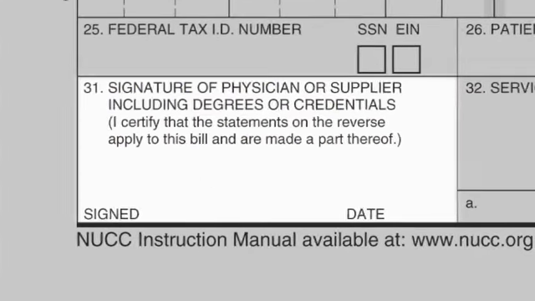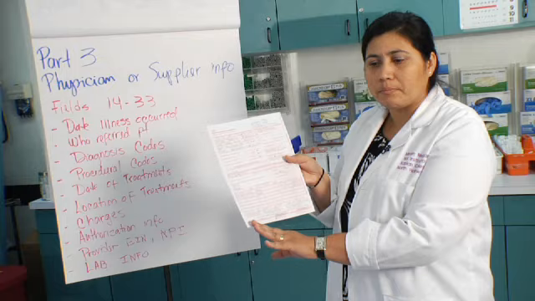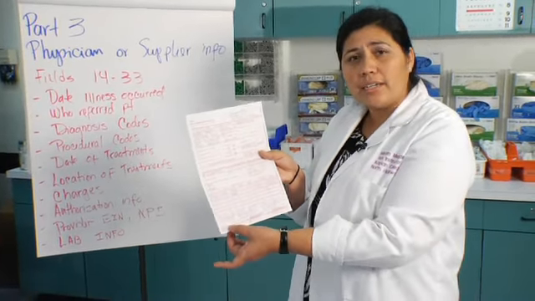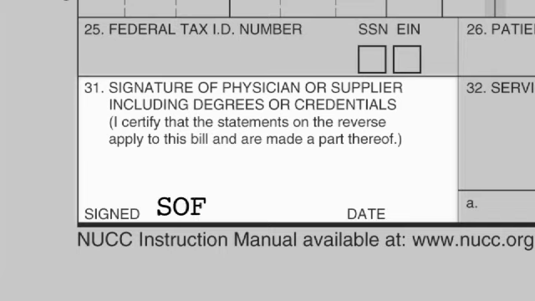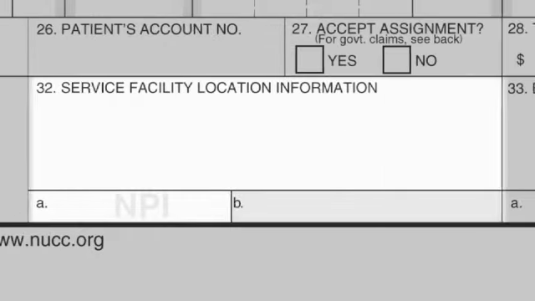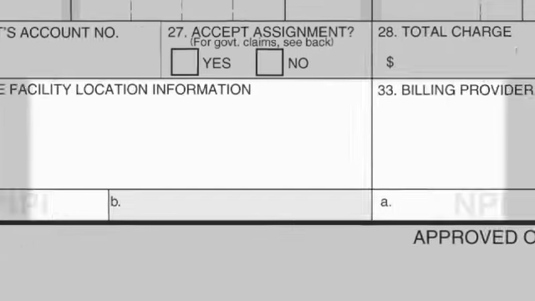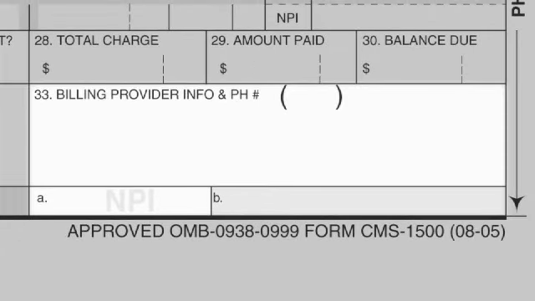Number 31, if you're submitting this claim as what we call a paper claim, the physician can sign the claim. If not, we can use signature on file. We also make sure that we have the date. Field number 32, that's where the provider is. That's their address. And at the bottom, we need to put the NPI number again. And last field, field number 33, the name of the physician because it's the provider and their NPI number.